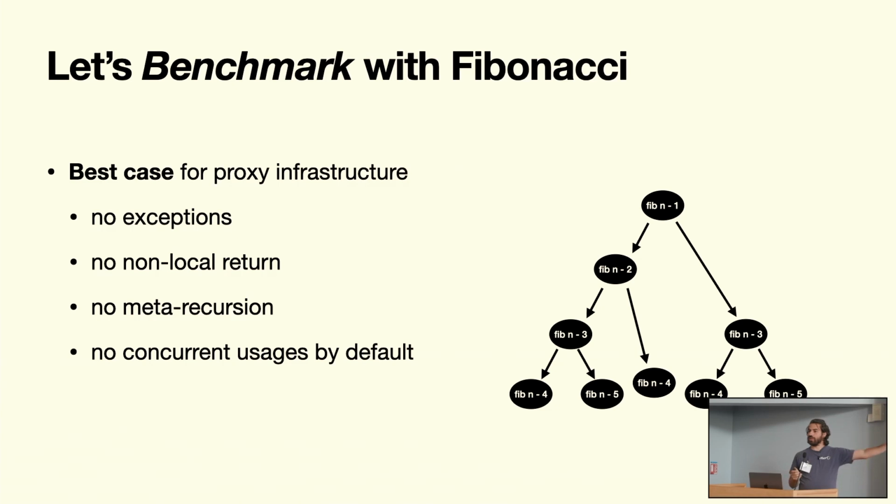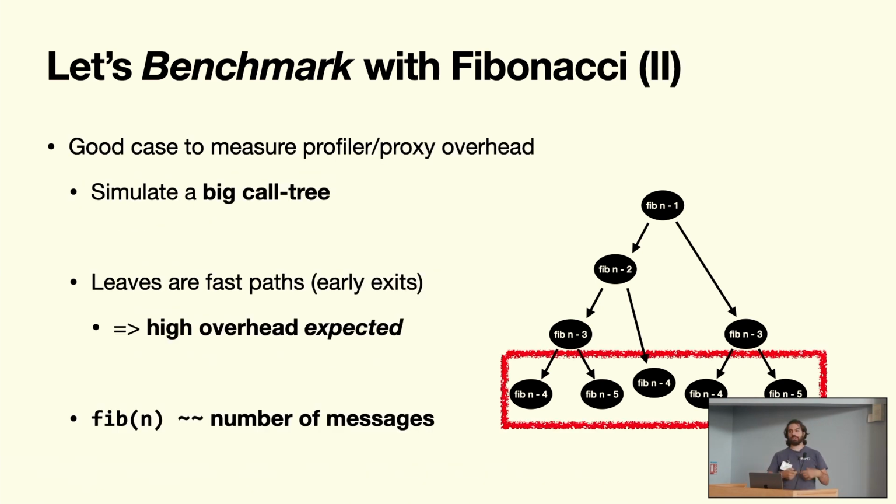So, okay, this will actually measure the happy case, which is maybe something we can optimize for. Also, one thing is that Fibonacci will somehow simulate a big call tree. So it will give us some idea of the overhead when we have a big call tree by just instrumenting one method. So I can run an experiment really easily.